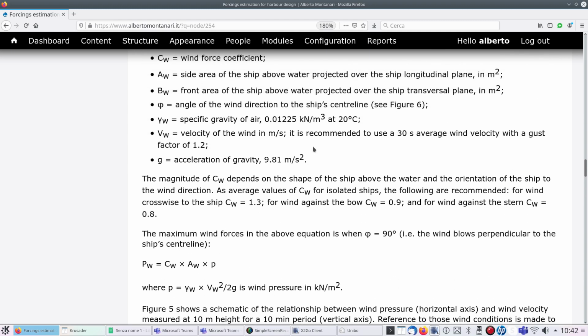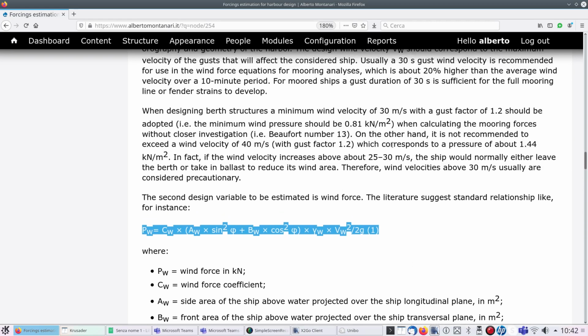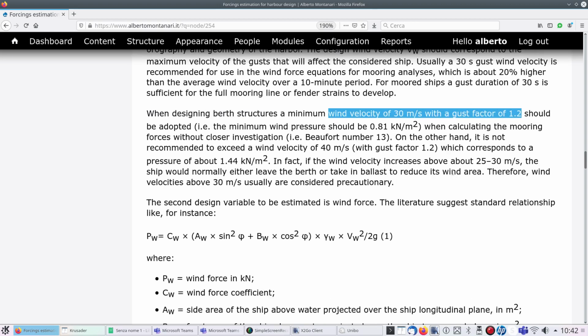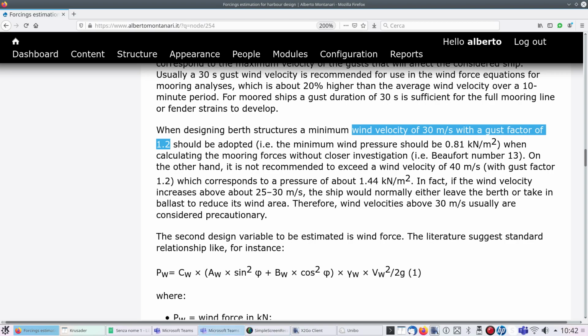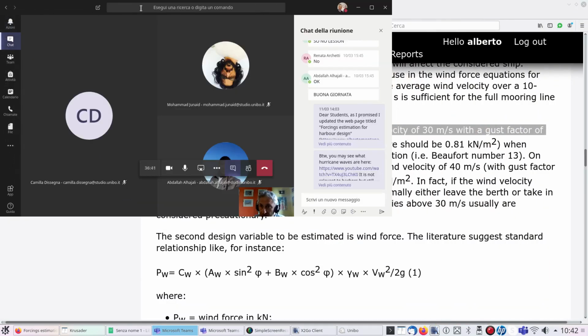Let's just see whether by applying this relationship with phi equal 90 degrees, I get this minimum wind pressure of 0.81 kilonewton per square meter. Okay, remember, this should be obtained for a wind velocity of 30 meters per second with a gust factor of 1.2. Good. Now, let me check if you have any question. If you have any question, please let me know on the chat.